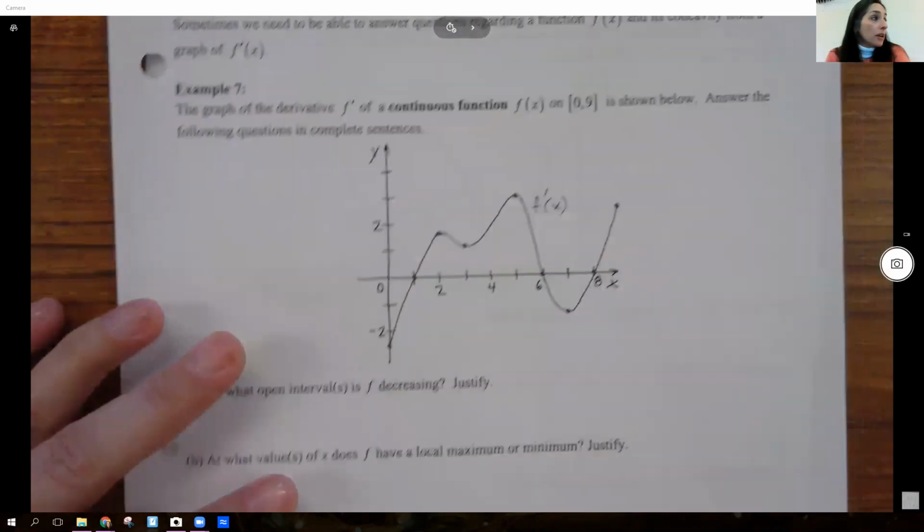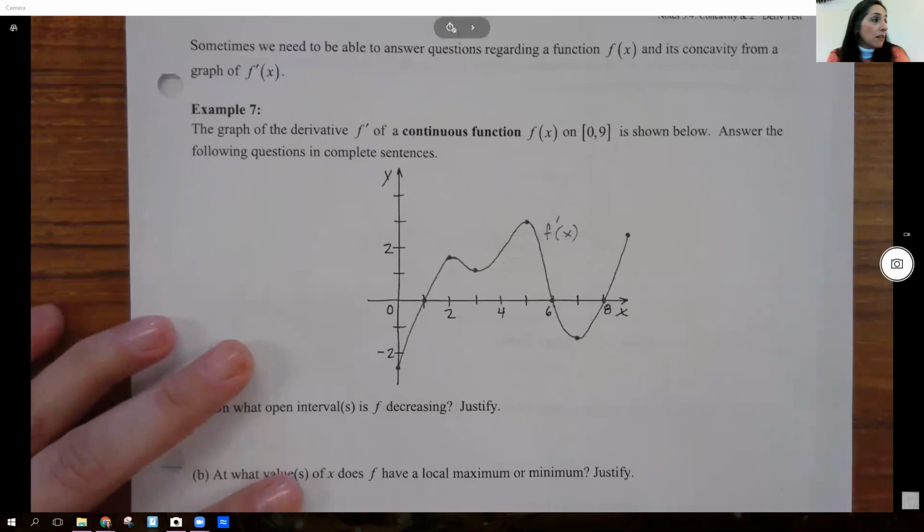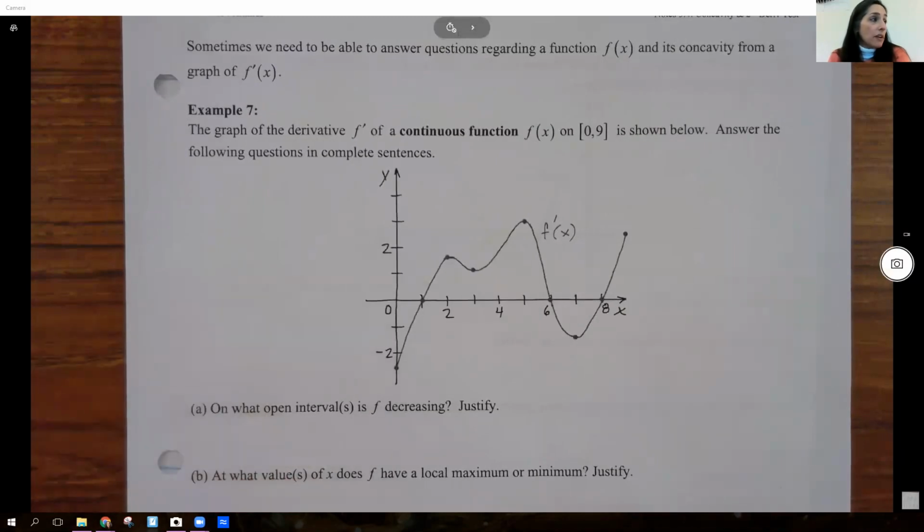We're going to look at an example. What do we have next? Example 7, okay? All right, so for example 7, you are given a graph of the derivative of f, a continuous function from 0 to 9. Answer the following questions in complete sentences.